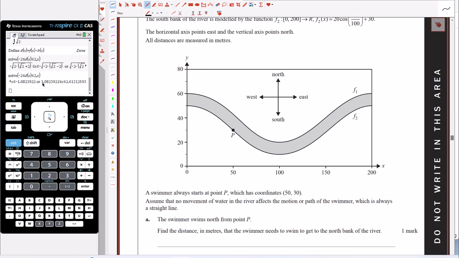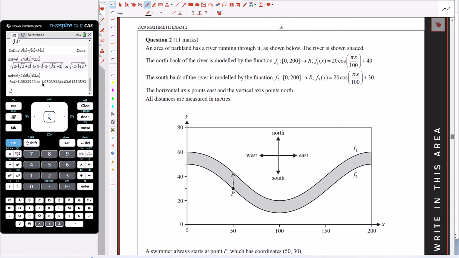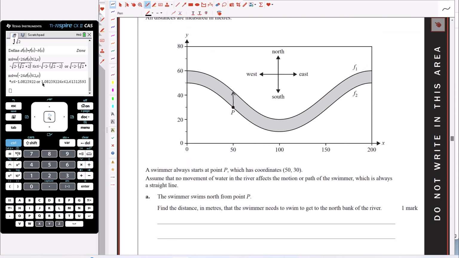Okay, a swimmer always starts at point P, which has coordinates of 50, 30. Assume that no movement of water in the river affects the motional path of the swimmer, which is always a straight line. The swimmer swims north from point P. Okay, so the swimmer's going to swim from here north. Find the distance in metres that the swimmer needs to swim to get to the north bank of the river. Okay, this is just going to be the difference between these two functions. So these two functions are exactly the same in terms of amplitude and period. It's just one is up by 40 and the other one's up by 30. So that means the vertical distance between them is just 10 metres.